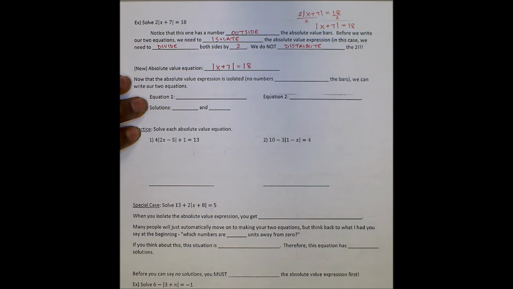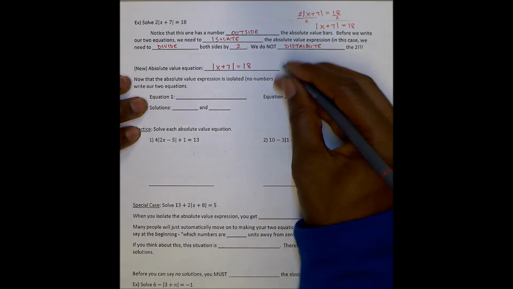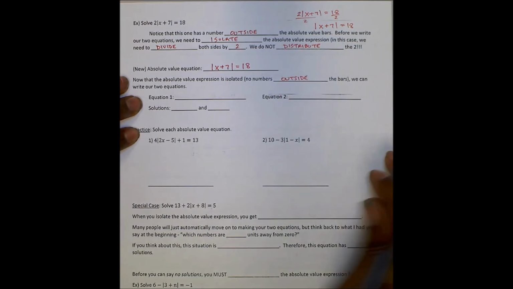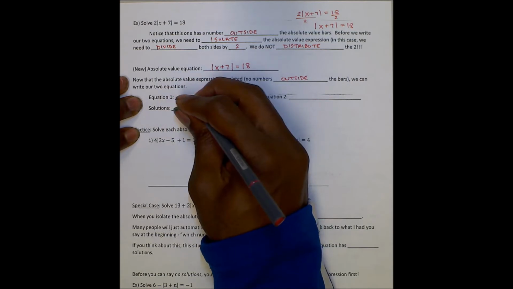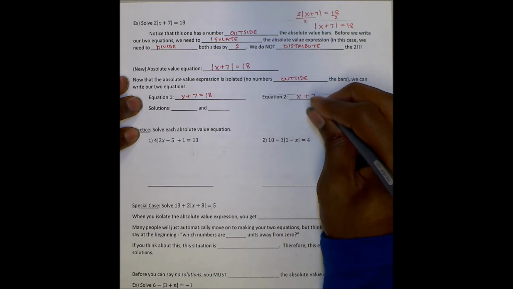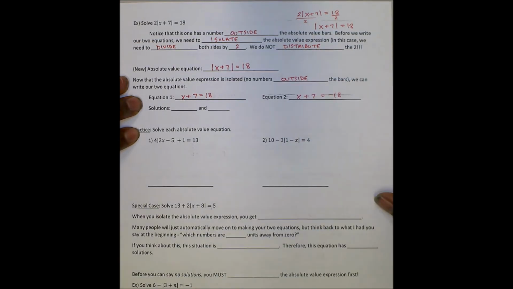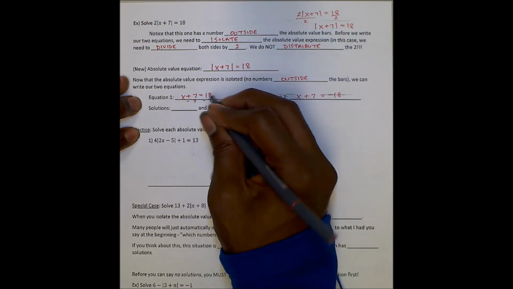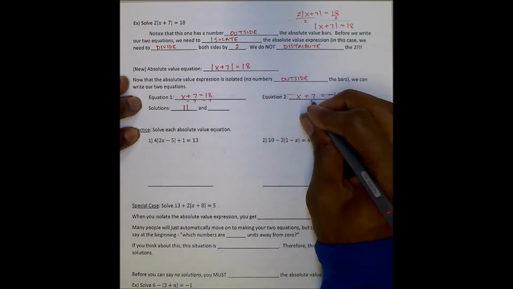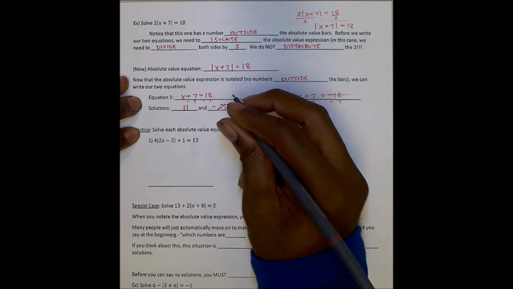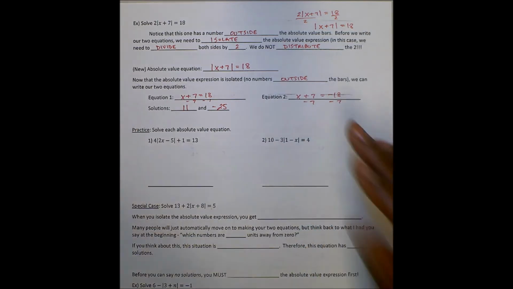Okay, and now that the absolute value expression is isolated, there are no numbers outside the bars, we can write our two equations. We can say that x plus 7 equals 9, or x plus 7 equals negative 9, and then solve both of those. So here if I subtract 7, I get 2, and here if I subtract 7, I get negative 16. Again, make sure you're paying attention to actually do this math rather than just say 2 and the opposite.